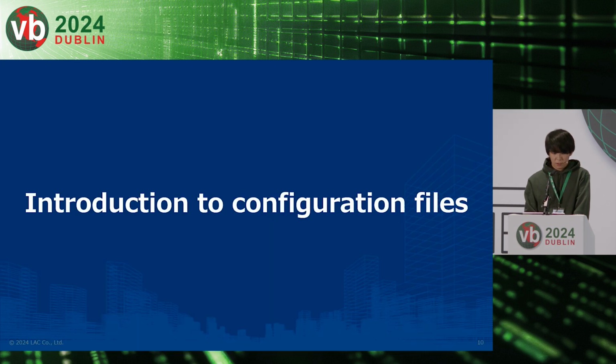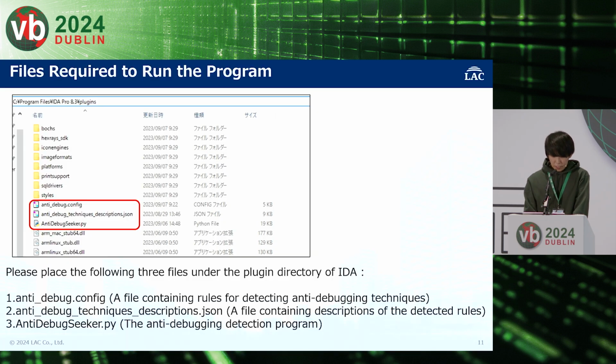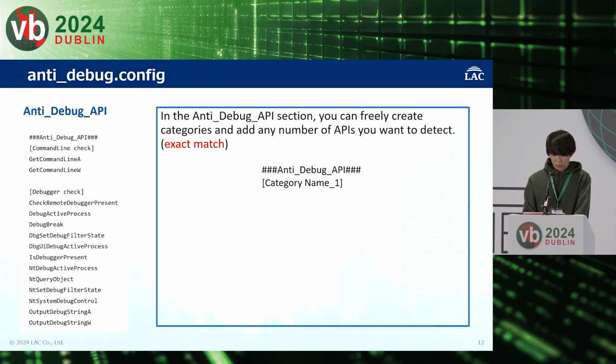So, an introduction to the configuration files. Here is an explanation of the files required to run IDA's anti-debug seeker. You will need three files to run it in IDA. Number one, anti-debug.config, a file containing the rules for detecting anti-debugging techniques. Number two, anti-debug techniques descriptions.json, a file containing descriptions of the detection rules. Number three, anti-debug seeker.py, which is the main program.